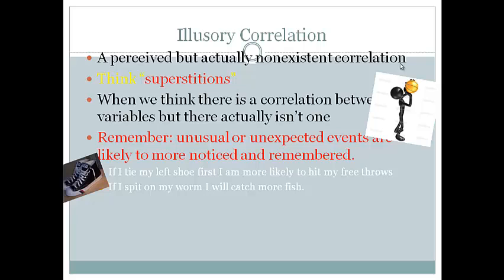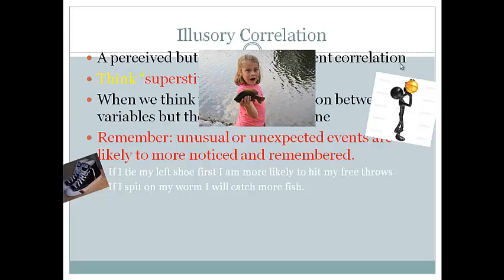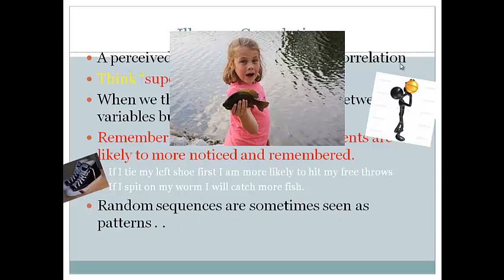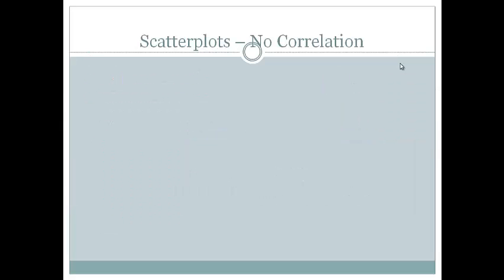Or from my childhood, I was told once, if I spit on my worm, I'm going to catch more fish. And maybe I did once. I spit on my worm and I caught a lot of fish. That doesn't mean those two are related. It could just be an illusory correlation. I think a correlation exists when it really doesn't. So random sequences are sometimes seen as patterns or correlations when they're actually just random.